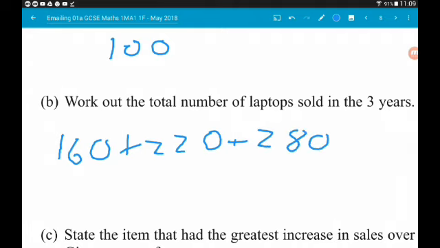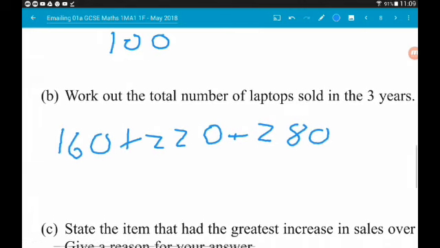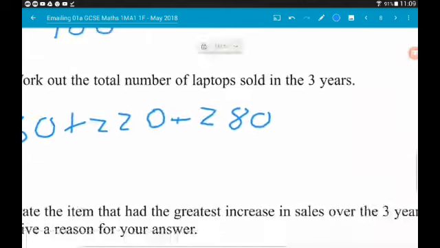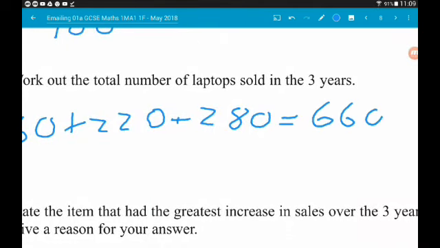Okay, so 220 and 280 is 500. So 160 at 500 is 660.